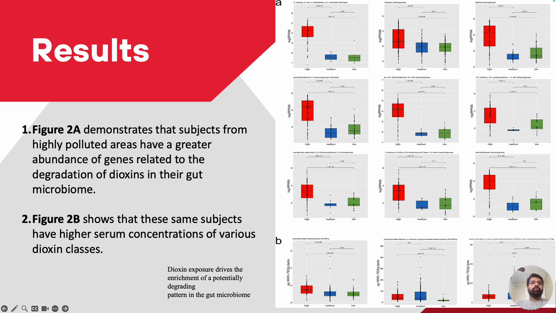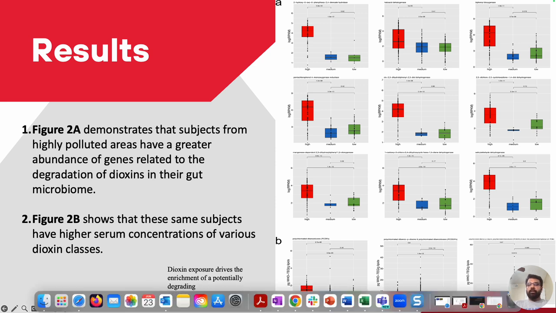And figure 2B is pretty much the same as well and shows these same subjects have higher serum concentrations of various dioxin classes. So this validates how much dioxin they have in their blood, and this graph shows how many protective genes, or breaking-down genes, they have in their gut microbiome. So this finding suggests that exposure to a high level of environmental pollution, particularly dioxin, leads to the selection and enrichment of microbial genes capable of degrading these pollutants in the human gut microbiome.